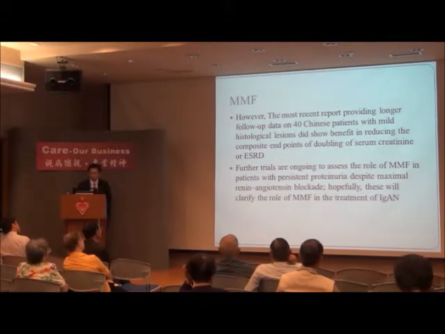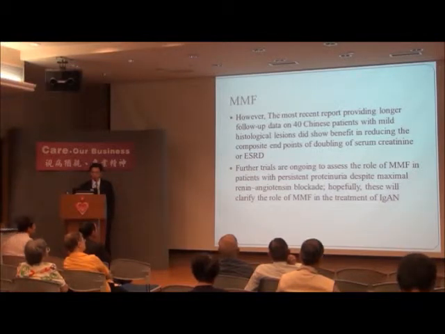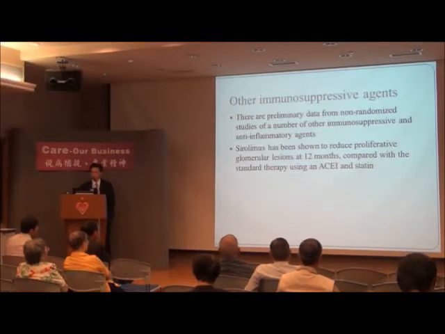However, most recent reports providing longer follow-up data on Chinese patients with mild histological lesions did show some benefit in reducing the composite endpoints of doubling of the serum creatinine or end-stage renal disease. So further trials are ongoing to assess the role of MMF in patients with persistent proteinuria despite maximum renin angiotensin blockade. Hopefully, this will clarify the role of MMF in treatment for IgA nephropathy.